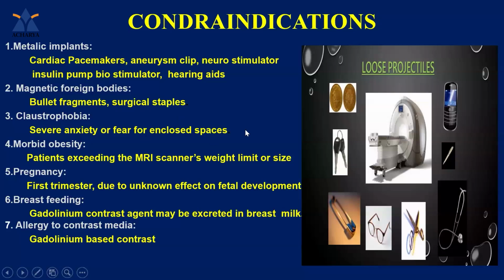So what are the contraindications? Cardiac pacemaker, aneurysm clip, neurostimulator, insulin pumps, and magnetic foreign bodies like bullet fragments and surgical plates, and claustrophobia patients also. Obesity patients also is a contraindication for MRCP. Pregnancy, breastfeeding women, and allergies to contrast media, these are all contraindications for MRI.